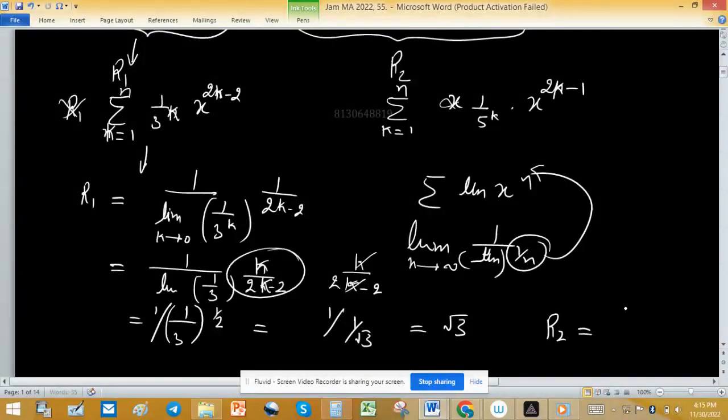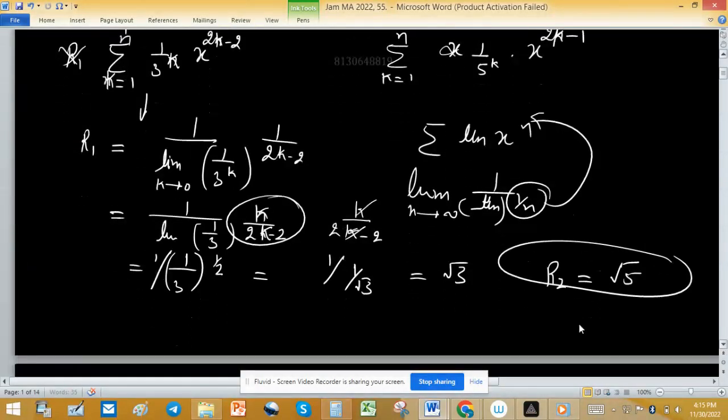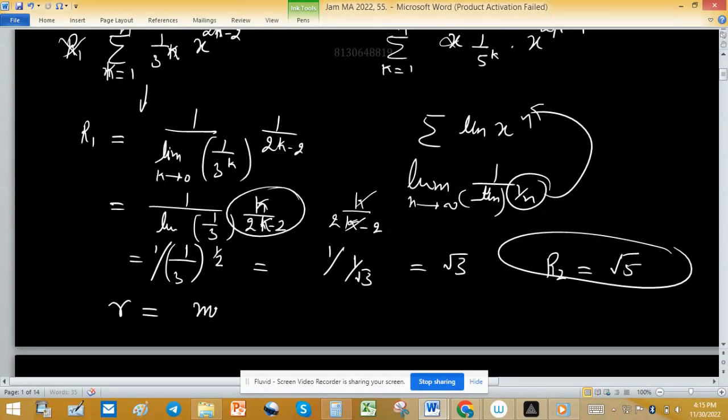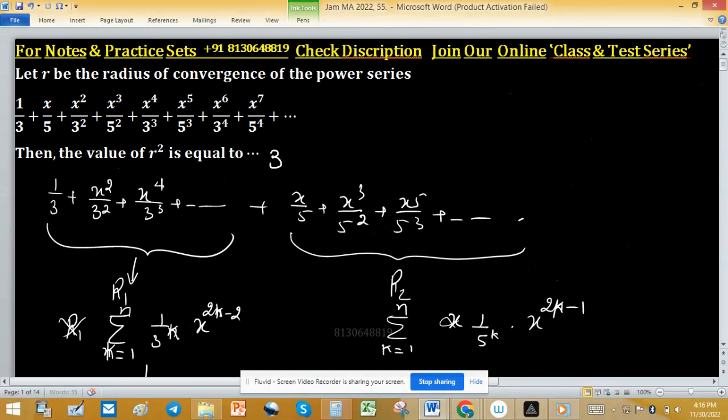In the same manner, you can find R2, and for R2 you will find root 5. So the radius of convergence R will be the minimum of R1 and R2, because, as you can consider, the intersection of groups or vector spaces is a group, but a union is not. So if we take the maximum, then for that value the series may or may not converge, but for the minimum the series will converge. So R equals root 3, and this implies that R square equals 3. So the value of R square is 3.